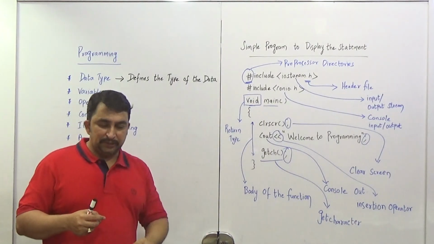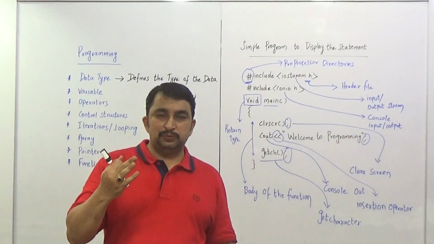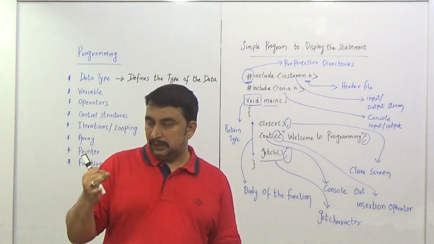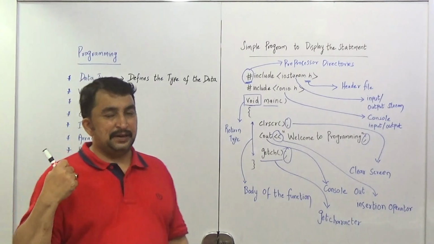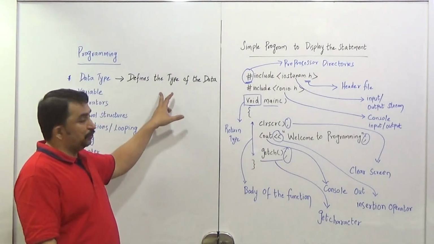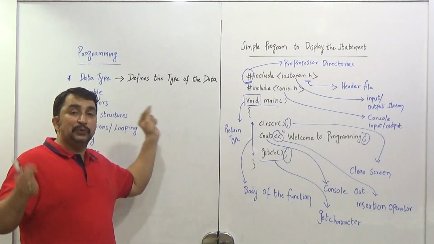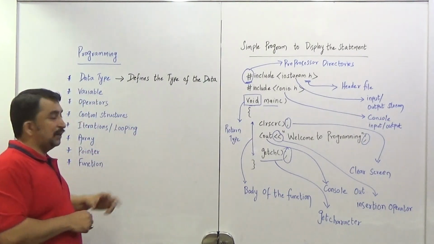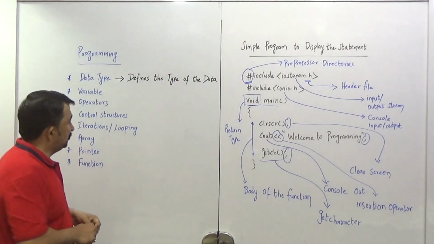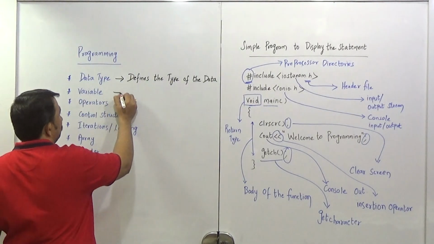As I told you initially, there are three types of values which we are going to use: one is whole number, then decimal number, and the third one, character. These are the major types of values we use in a program. You need to define it for the variable.